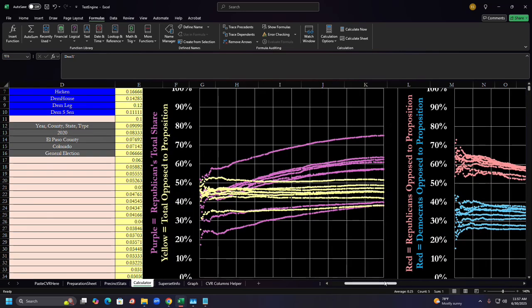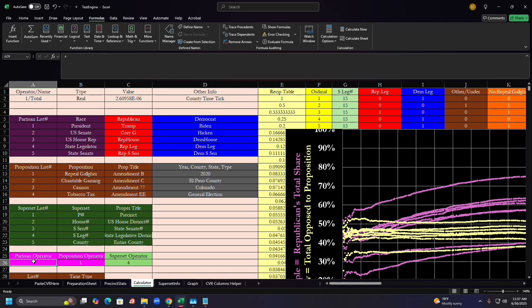You put in your partisan operator, so that could be president, Senate, whatever. Your proposition operator, which could be Gallagher, gaming, casinos, or tobacco. And your superset operator, which could be the precinct, the House, state legislature, or county number. If you're not in Colorado, I don't know how the House, Senate, and state legislature numbers work. So you might be stuck with the entire county, or you might be stuck with the precincts only. So maybe I'll figure out something for Nevada and other counties.